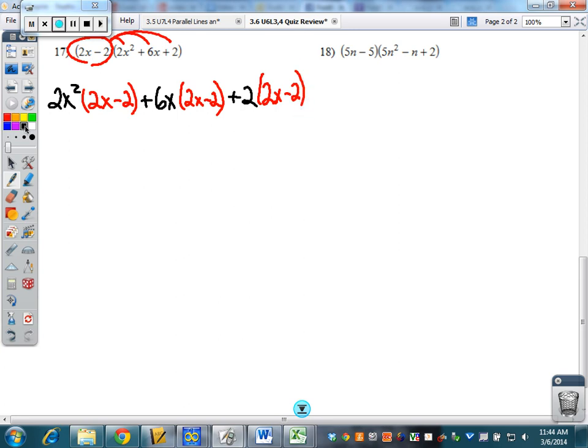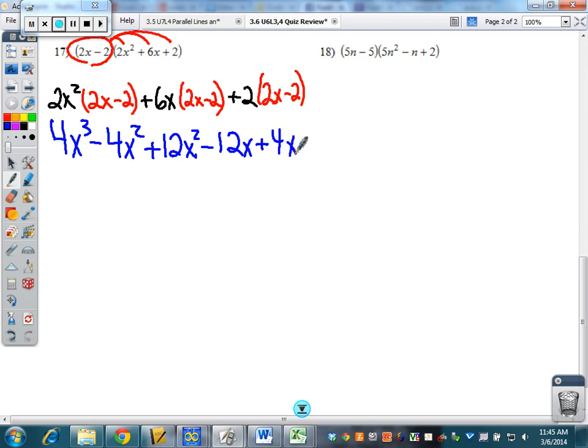All right, so now we just go ahead and do what we know to do, distributing. 2x squared times 2x is 4x cubed. 2x squared times negative 2 is minus 4x squared. 6x times 2x is 12x squared. 6x times negative 2 is negative 12x. 2 times 2x is 4x. 2 times negative 2 is minus 4.